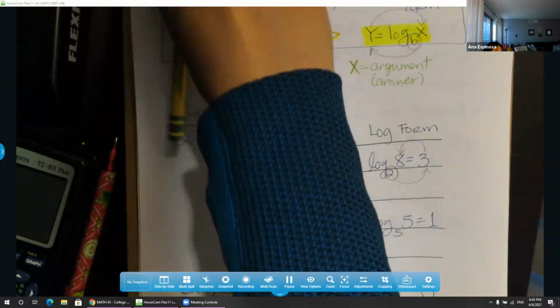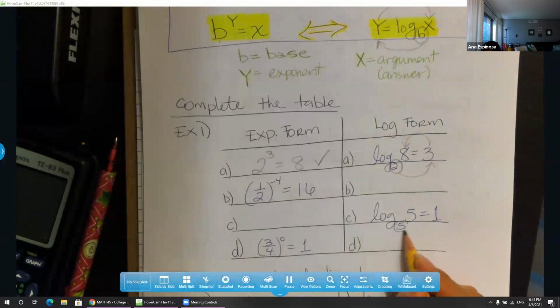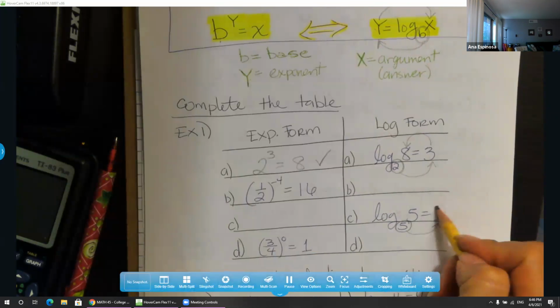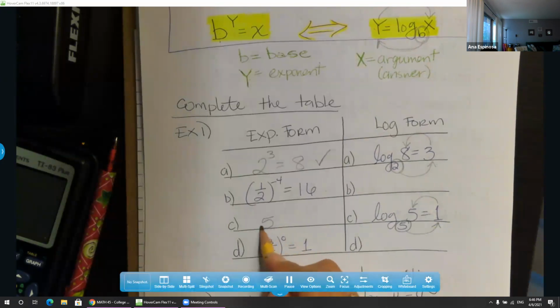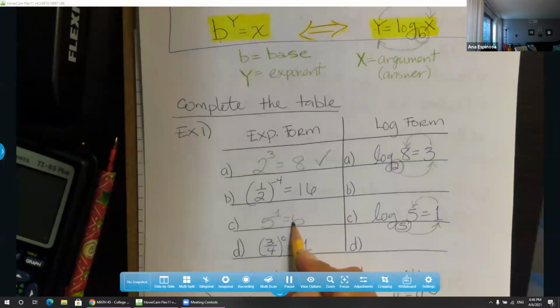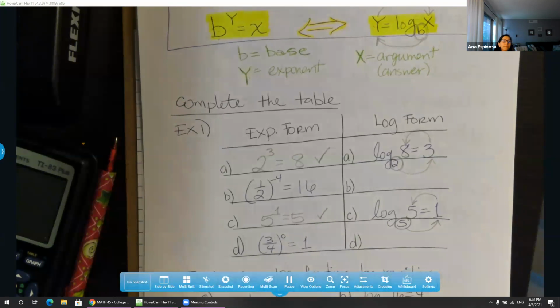Let's do the next one. Circle the base. Raise it to the opposite side of the equal sign. I say to the opposite side because sometimes the equal sign is on the left. So I don't want to say raise it to the right because the equal sign might be on the left. Okay, so I raise it to this power and then that equals 5. So 5 to the 1 equals 5, and that is correct.